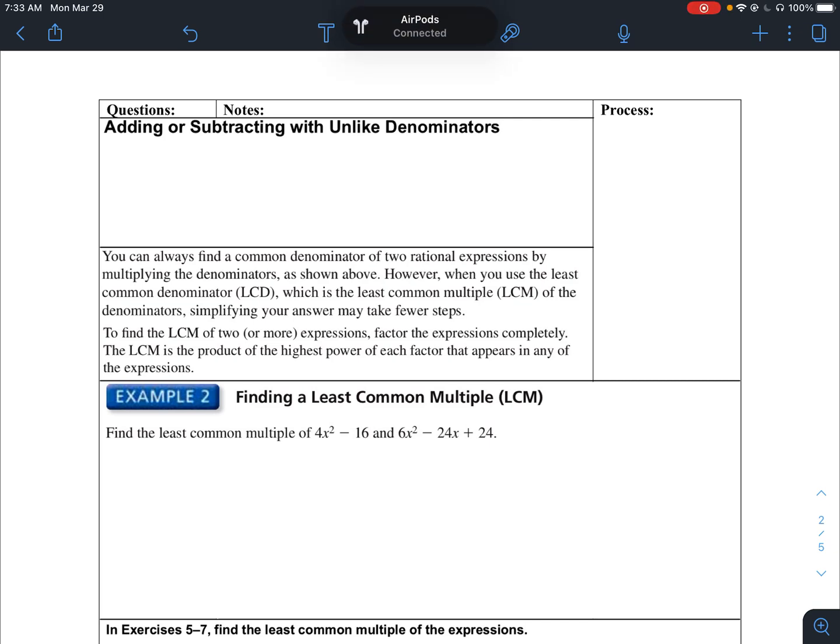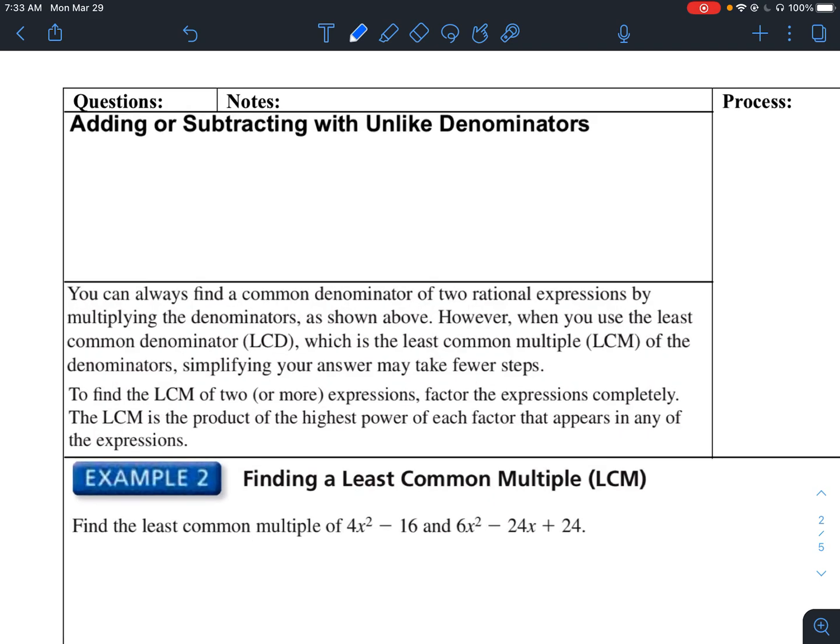Okay, so we are continuing with adding and subtracting rational expressions. This time, this is what it looks like with unlike denominators. So honestly, the concept still applies. So I'll use examples that we know and that we've done before, and then we'll just apply them to polynomial expressions.